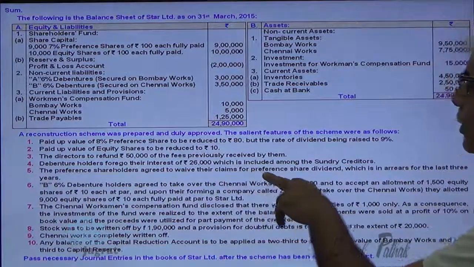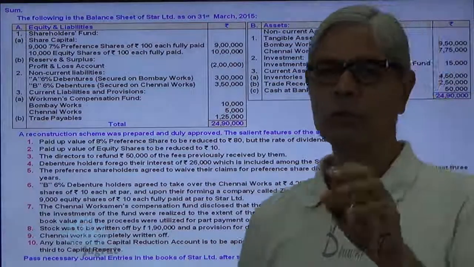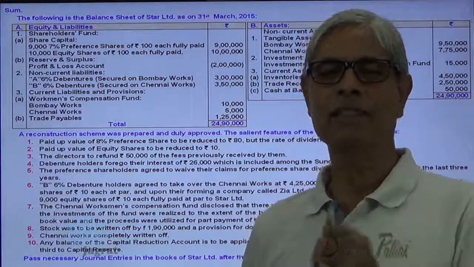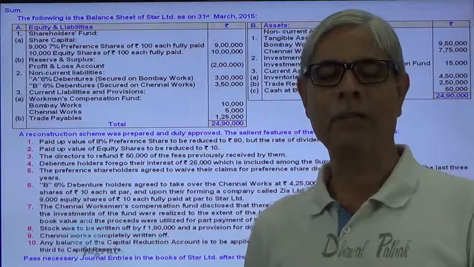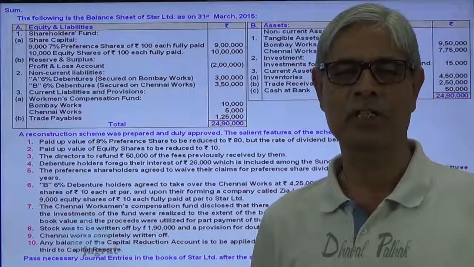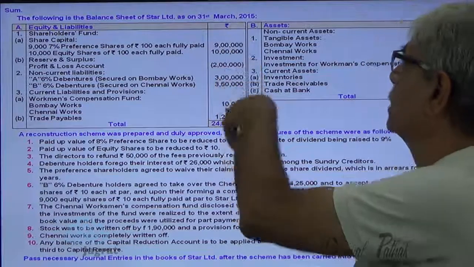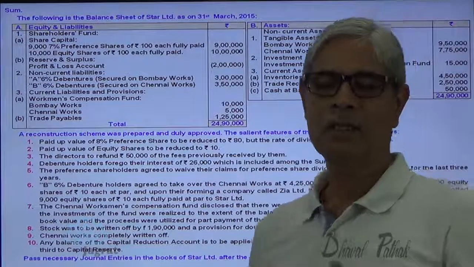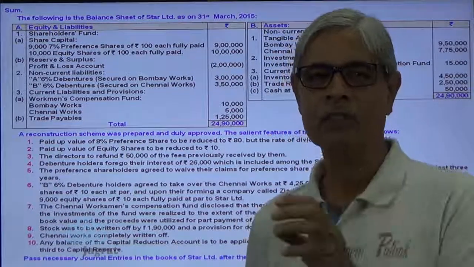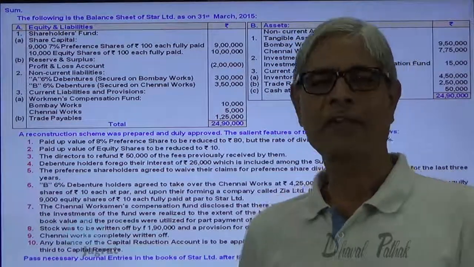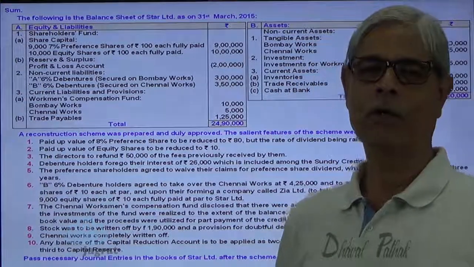Preference shareholders agree to waive their claim of preferential dividend, which is in arrears for the last 3 years. So preferential dividend has not been paid for the last 3 years. They have waived it, which means they are not going to claim any dividend against the arrears. But the liability of preferential dividend is not disclosed in the balance sheet. So it's an undisclosed, unrecorded liability. And when an unrecorded liability is foregone, no entry could be recorded.